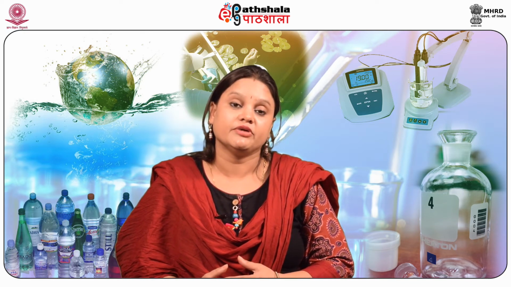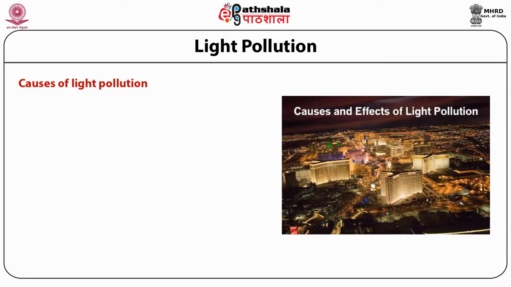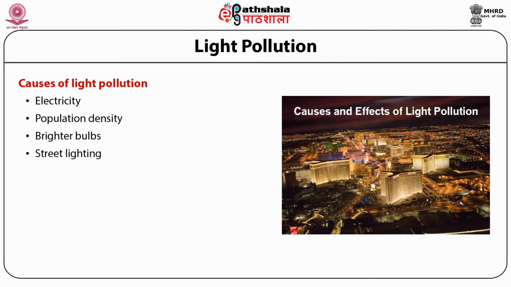in human beings. The major causes of light pollution include: number one is electricity. The advent of electricity has enabled us to light our homes brightly through the night, and this is a major cause of light pollution. The second one is population density. The combined use of light has resulted in more and more light pollution. Then the use of brighter bulbs. As the bulbs get brighter, the amount of light pollution they cause increases. The next cause is street lighting. When super bright street lights are used, they can substantially contribute to light pollution.